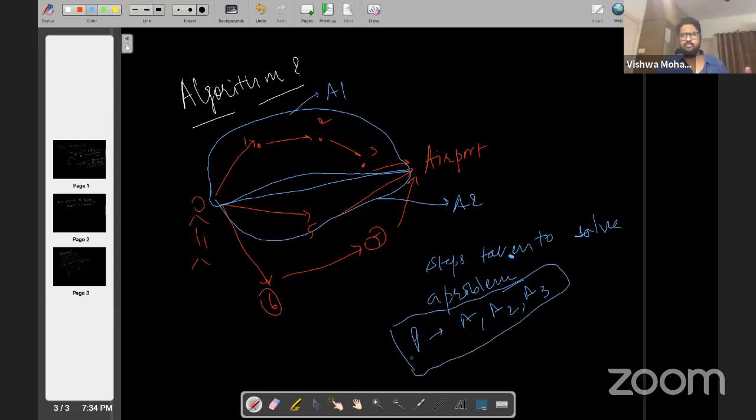Now with the different algorithms, maybe some algorithm is better, some algorithm is bad, but a problem can be solved by multiple algorithms. So what is an algorithm? An algorithm is nothing but the steps to solve a particular problem. This is the simple definition of an algorithm. I have been given a problem statement, and if I have to solve it, the different steps that I take to solve it will be known as the algorithm. So this is just simple. Let's keep it very simple. So this is what an algorithm is.